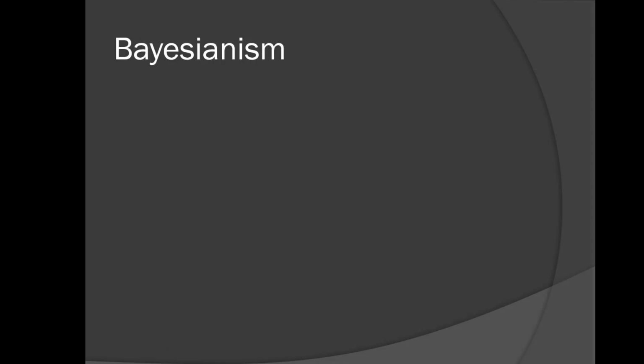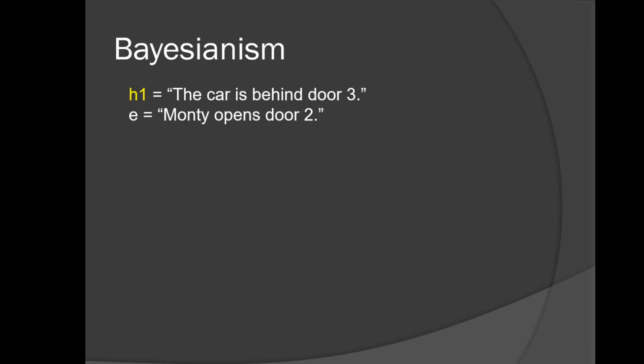So let's take a look at the problem. We're going to apply this twice, actually. We're going to go through it twice with two different hypotheses. So let's consider the first hypothesis, H1. We'll call it H1, and it's the probability that the car is behind door 3. That's your door. And the evidence that we're interested in is provided by Monty opening door number 2.